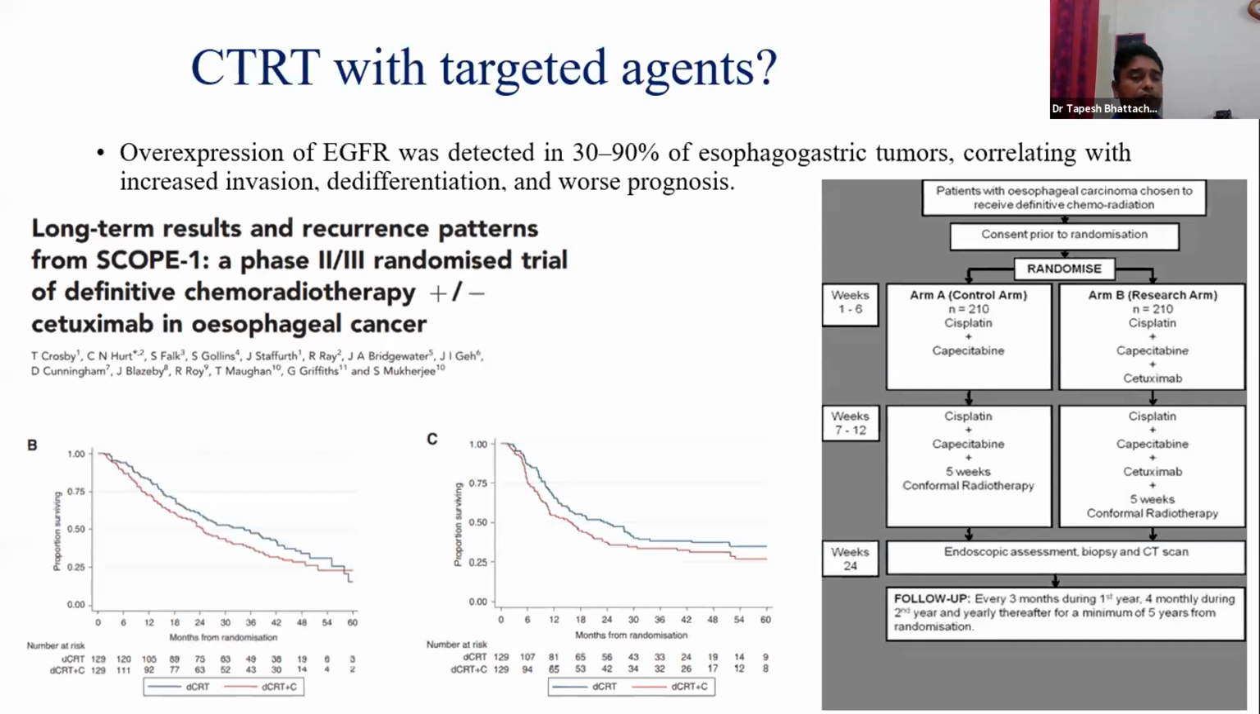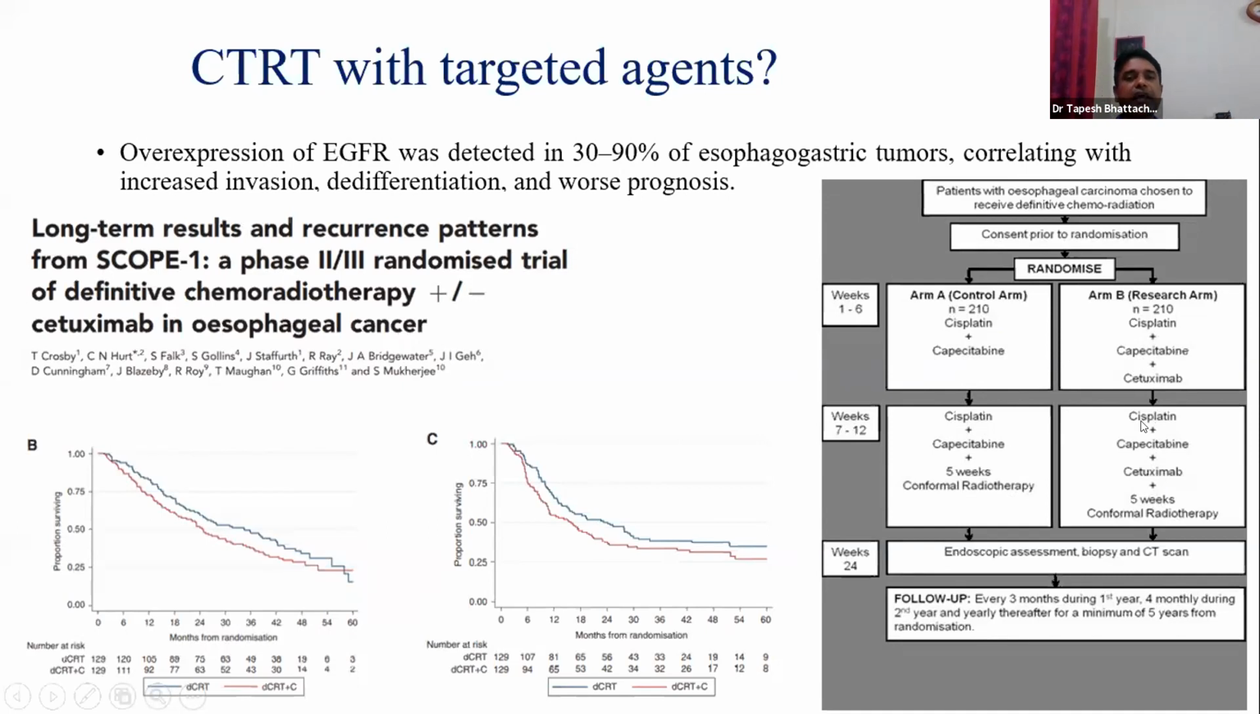What they have done, there were two arms. Arm A had cisplatin and capecitabine 2 cycles, followed by cisplatin capecitabine along with radiation. And arm B had cisplatin capecitabine and cetuximab, followed by cisplatin capecitabine plus cetuximab with conformal radiation. So 2 cycles of neoadjuvant followed by concurrent chemoradiation, one with only chemo and another with chemo plus targeted agents.